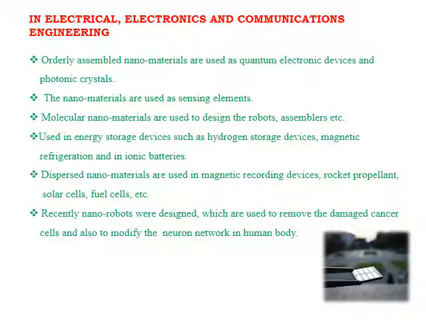In the case of electrical, electronics and communication engineering, orderly assembled nanomaterials are used as quantum electronic devices and photonic crystals. Nanomaterials are used as sensing elements, and molecular nanomaterials are used to design robots, assemblers, etc. They are used in energy storage devices such as hydrogen storage devices, magnetic refrigeration, and in ionic batteries. Dispersed nanomaterials are used in magnetic recording devices, rocket propellant, solar cells, fuel cells, etc. Recently, nanorobots were designed which are used to remove damaged cancer cells and also to modify the neuron network in the human body.